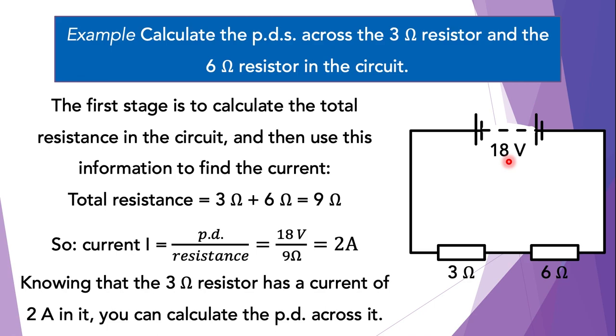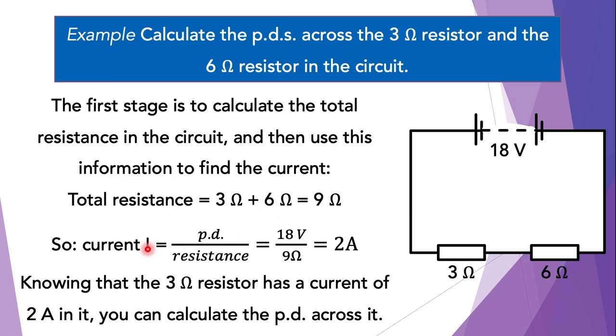So the first stage is to calculate the total resistance in the circuit and then use this information to find the current. So the total resistance would be 3 plus 6 ohms, which is 9 ohms. So the total resistance is 9 ohms. We just add up the resistors' values and we get the total resistance.